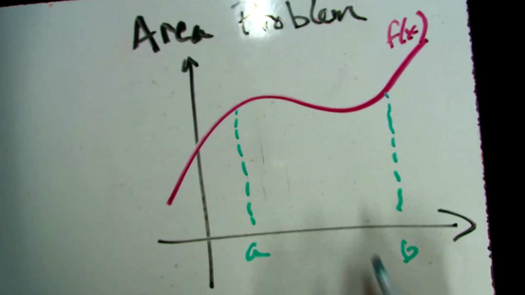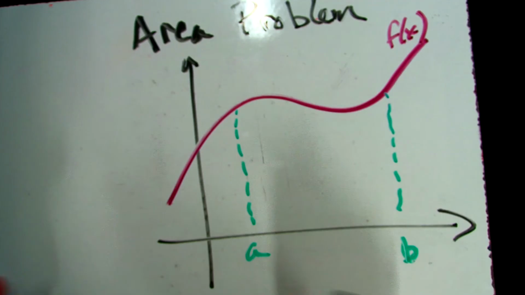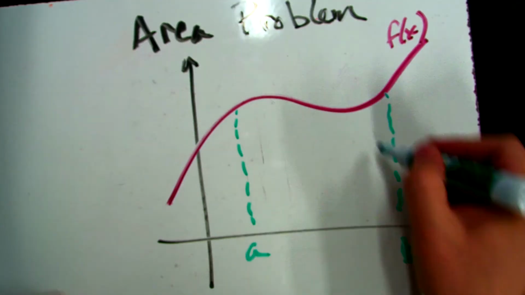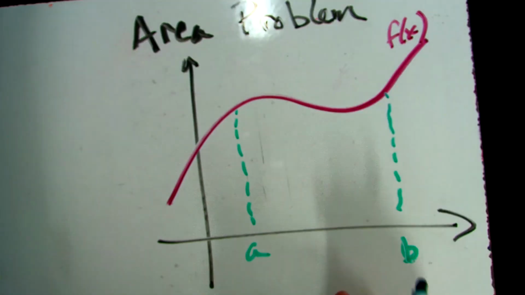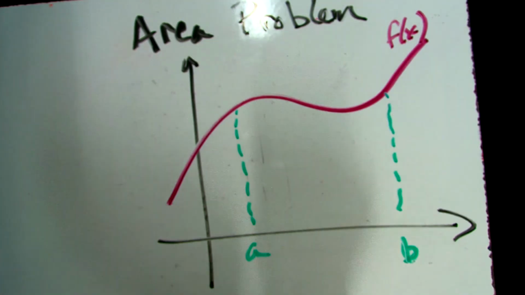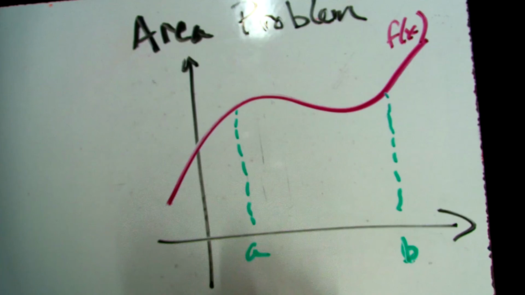I could approximate it, and we can talk about different ways to approximate it, but the basic thing is I'm not going to be able to just find the area. The only way for us to find the exact area, not just approximated, is going to be using calculus, and specifically using integration. And that's what integration was invented to solve, this sort of area problem.